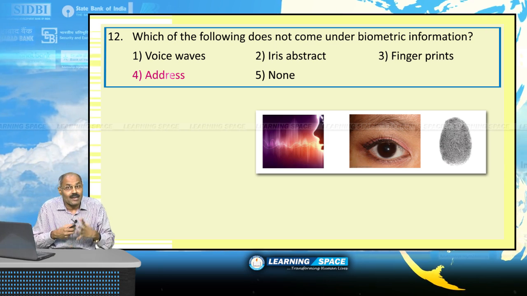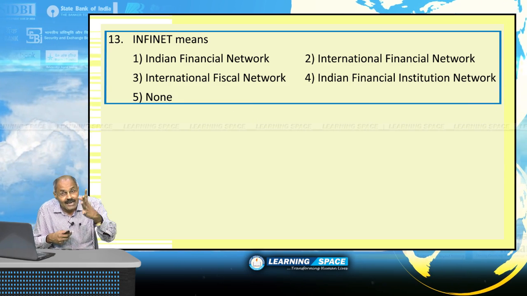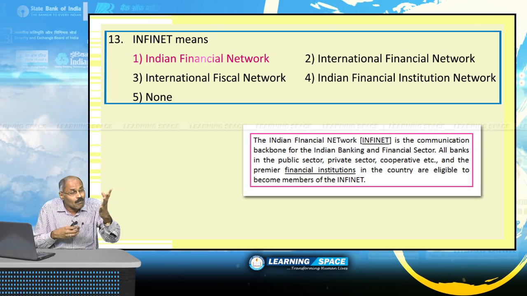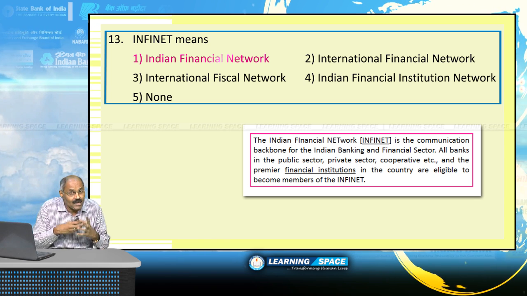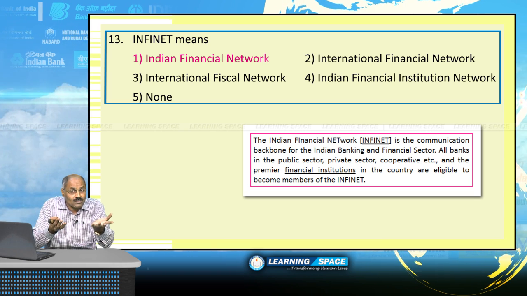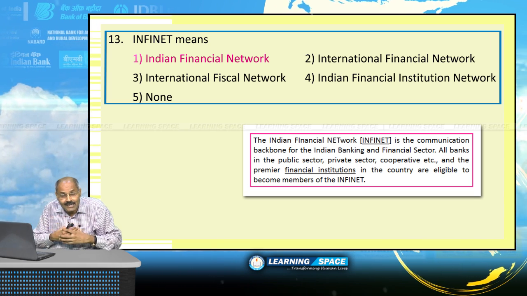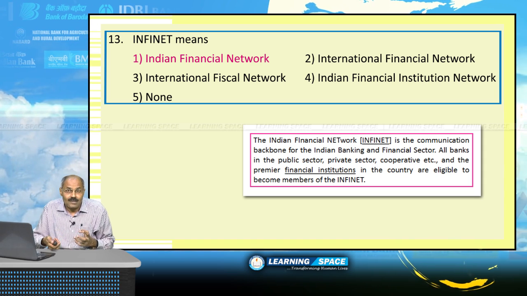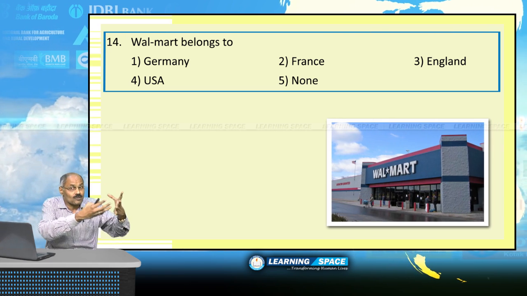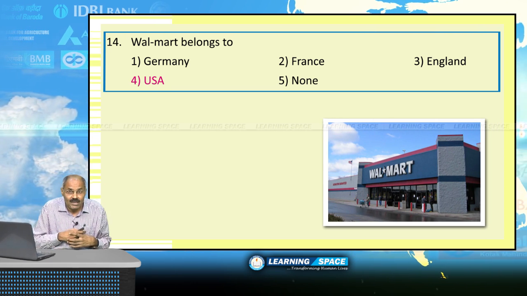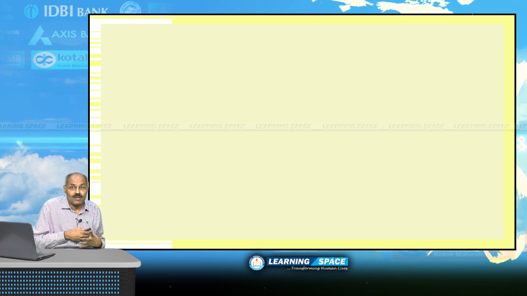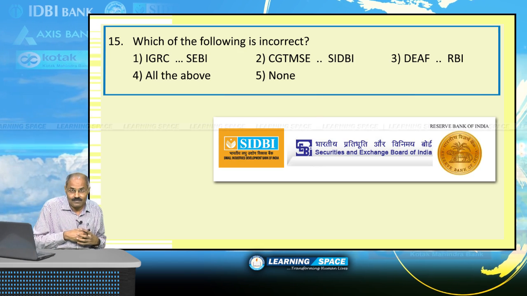Please look into the next one, INFINET. INFINET is the Indian Financial Network. It is the backbone network developed for the Indian banking and financial sector. It is the backbone of the communication network. Right? Next, please look into the next one. Walmart belongs to, we have already discussed, the United States of America, Metro belongs to Germany, Carrefour France, Tesco United Kingdom. Please look into the next question, which of the following is incorrect.